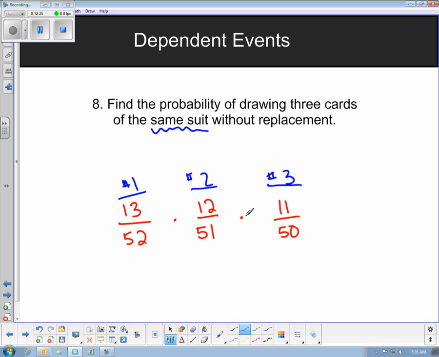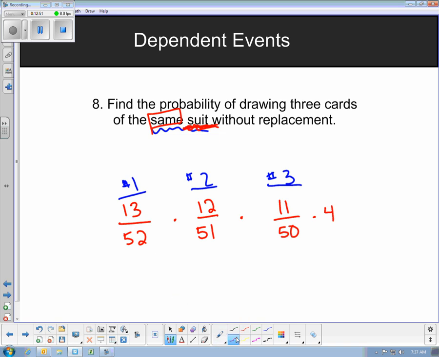Now, here's where the tricky part comes into play. Because they did not specify which suit, it doesn't say if we want a specific suit or not. They just said find 3 cards of the same suit. There's 4 different ways that this can happen because this can happen for diamonds, for hearts, for clubs, or for spades. So I need to take these 3 probabilities and I need to multiply by 4.